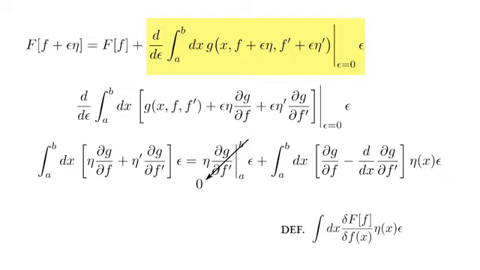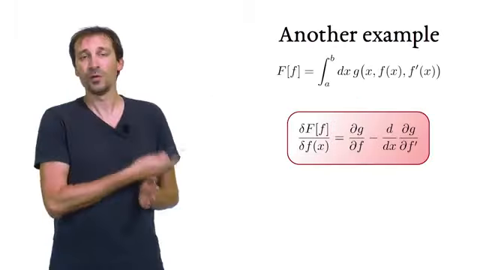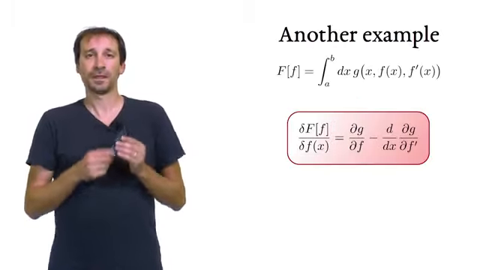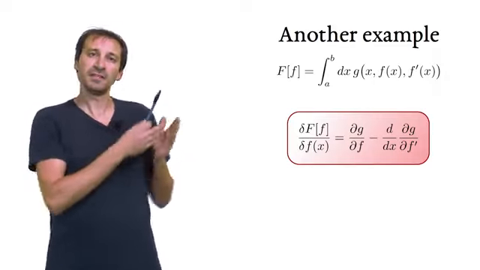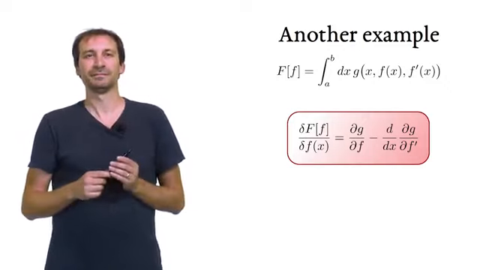So we now have our first derivative term in the Taylor expansion, and again, we have to see if this can be written as an integral of something times eta. And since this is indeed the case, we reached the final result. The functional derivative of this class of functionals is this very appealing formula here.